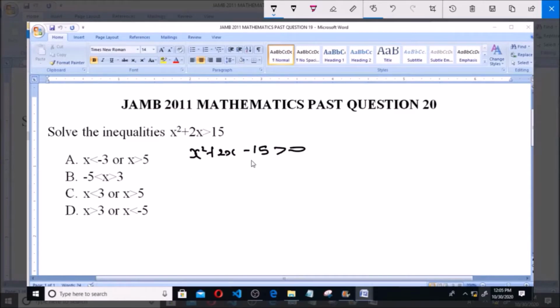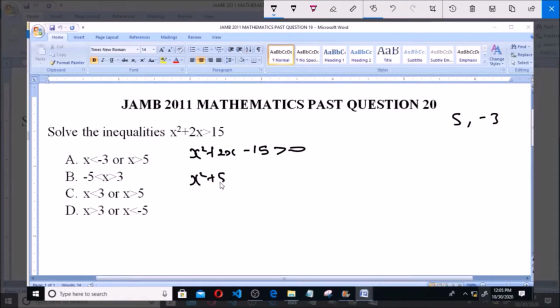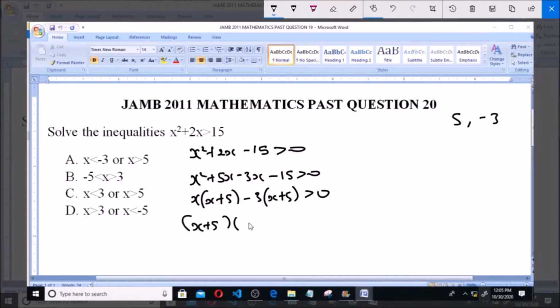Now, looking at this, we factorize because it's a quadratic inequality. Factorizing, we look for two numbers that when multiplied together give us minus 15, and when added give us 2, and those numbers are 5 and minus 3. So we have x squared plus 5x minus 3x minus 15 is greater than 0. From here, x into x plus 5 minus 3 into x plus 5 is greater than 0. Therefore x plus 5 into x minus 3 is greater than 0.